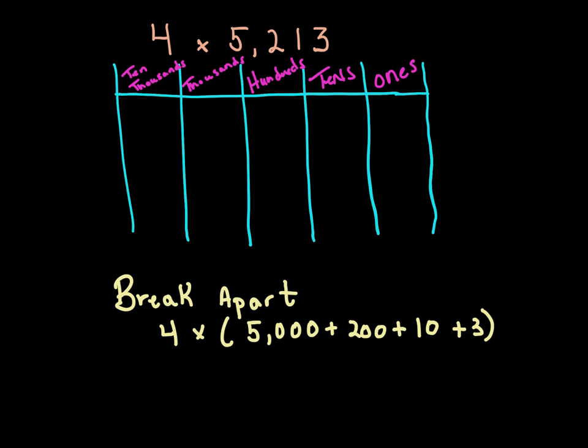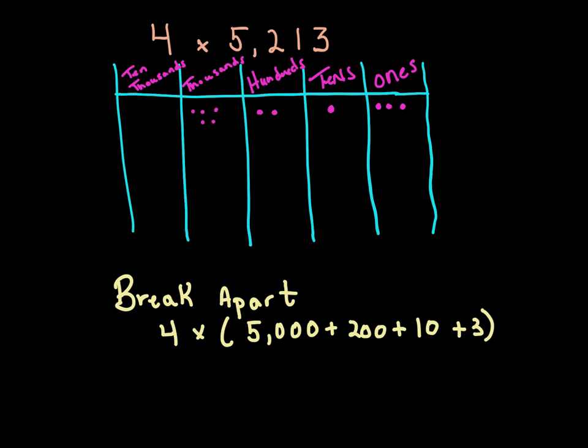So how many ones do we have? Well, we have 3 ones. We have 1 ten, we have 2 hundreds, and we have 5 thousands. But we need to make 4 groups of this because we're multiplying by 4.